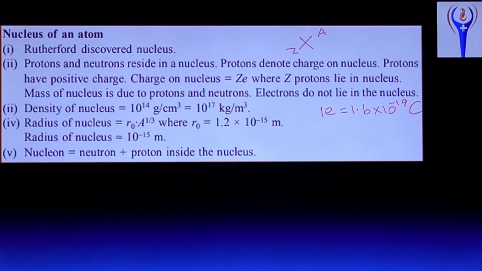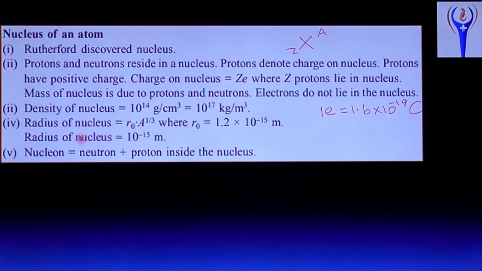Density of the nucleus is 10 power 14 gram per centimeter cube. If we convert this gram per centimeter cube to the SI unit, kilogram per meter cube, then gram to kilogram is into 10 power minus 3, and centimeter to meter is 10 power minus 2, whole power 3. On simplifying, we get into 10 power 3. So 10 power 14 into 10 power 3 is 10 power 17. So the density of the nucleus is 10 power 17 kilogram per meter cube.